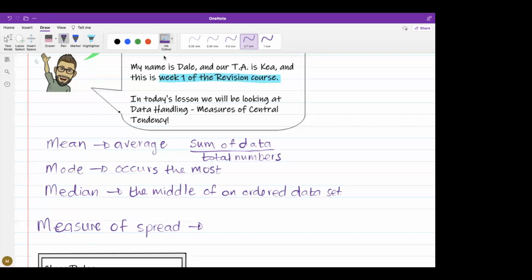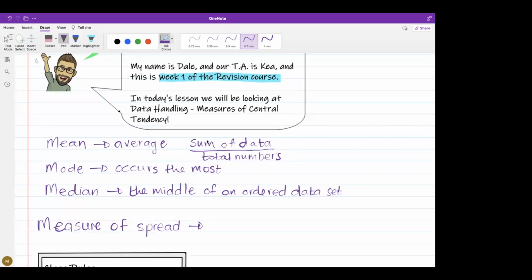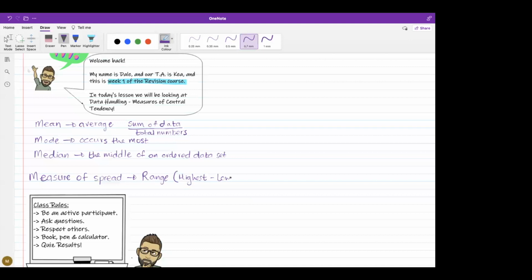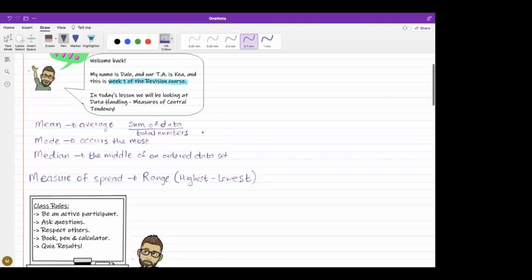Okay, now I see they're coming through. So we take our largest number minus our smallest number, and that is called the range. Our highest or biggest number minus the lowest or smallest. That is for all grades.